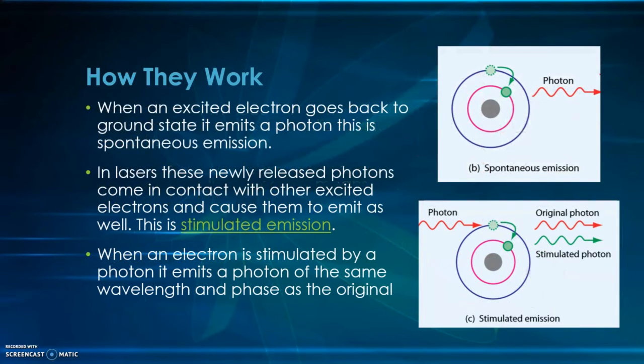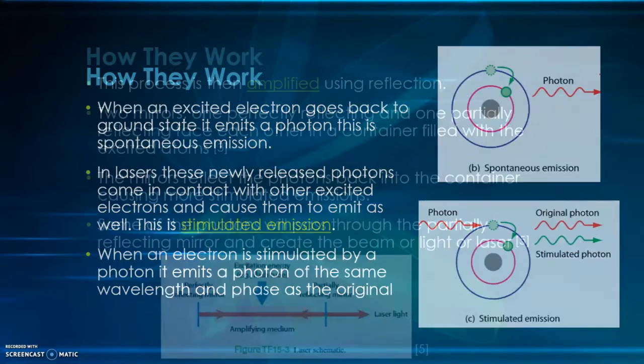When an excited electron eventually starts to lose energy and goes back to its ground state, it emits a photon, and this is called spontaneous emission. In lasers, these newly released photons can come in contact with other excited electrons and cause a chain reaction and make them emit as well. This is stimulated emission. When an electron is stimulated by a photon, it's actually going to release a photon of the same wavelength and phase as the original.